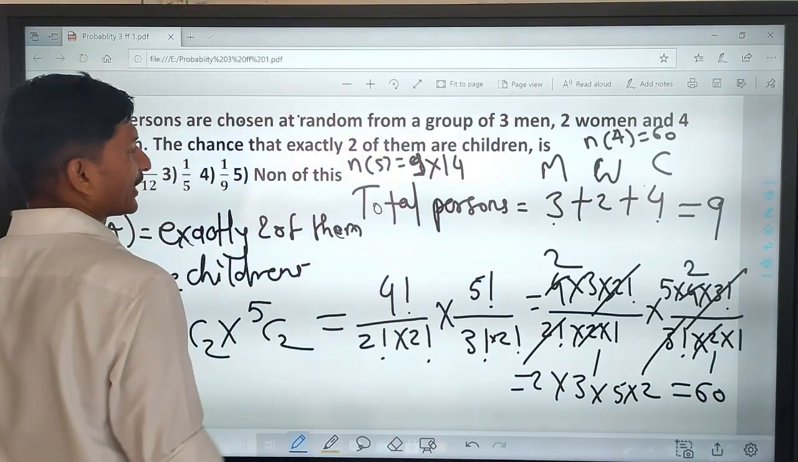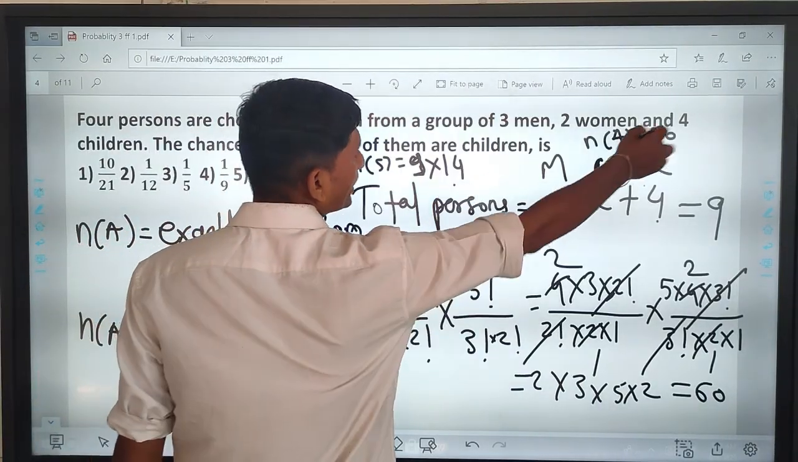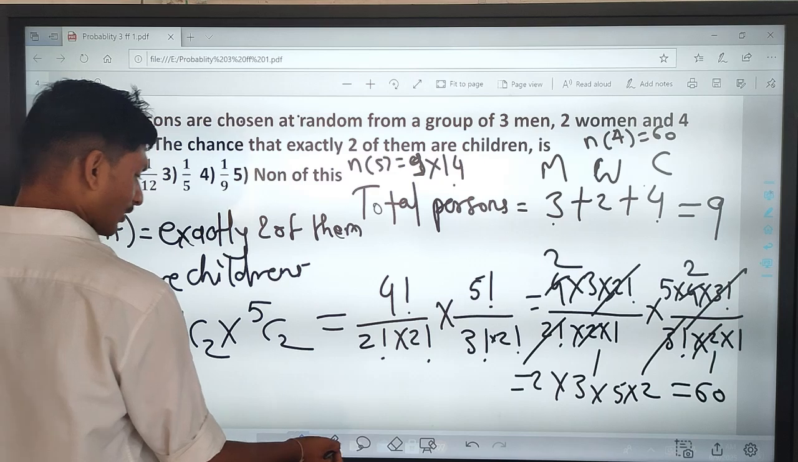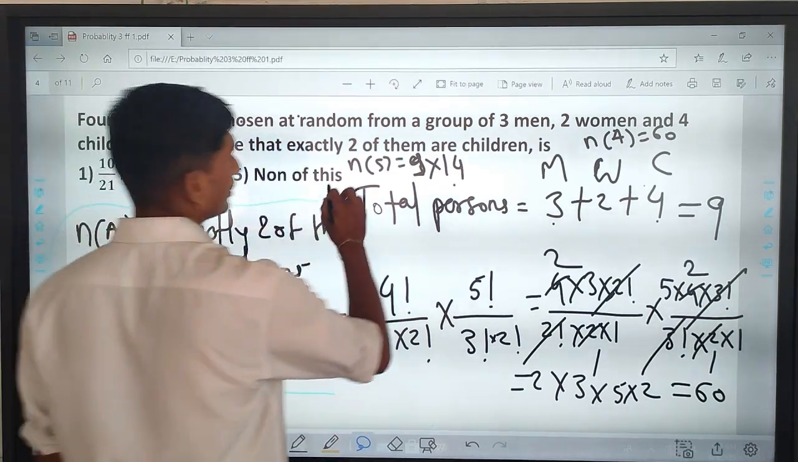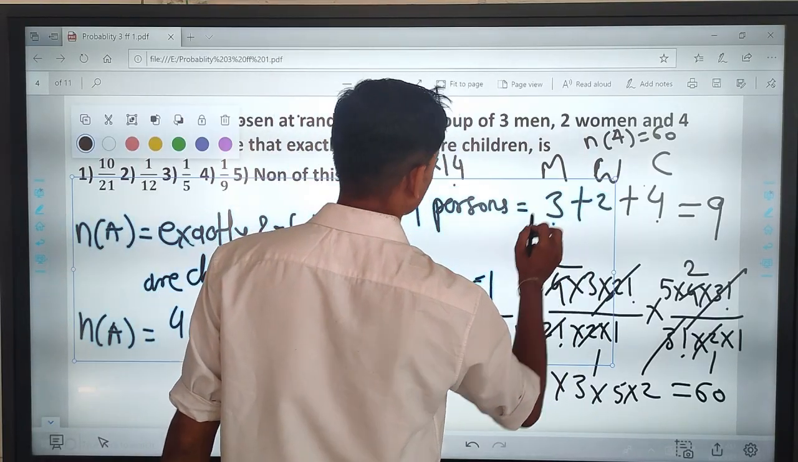Now here n of S is equal to 9 into 14, n of A is equal to 60. Now we find the probability, P of A.